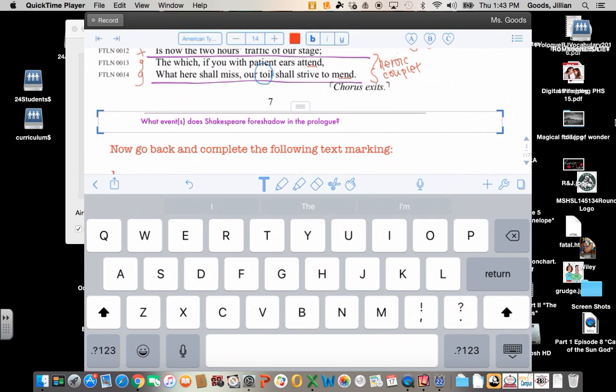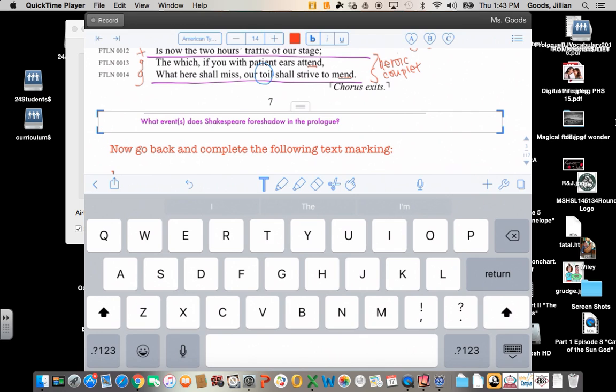Now I want you to analyze a little bit more regarding some lit terms and lit features that we're going to be studying. So I want you and a partner to sit and talk about and go over the question in purple. What event or events does Shakespeare foreshadow or give hints to that will come in the prologue? We'll come back and talk in a couple minutes.